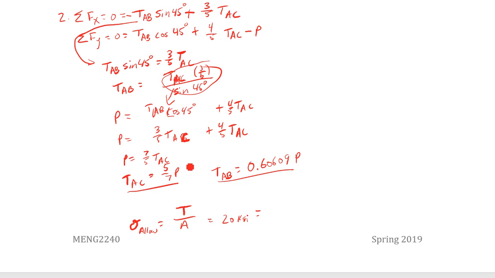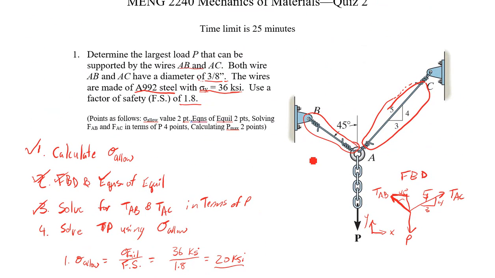Well, 5/7 equals 0.714143 P. This one's 0.6069 P. Each area, I'll maybe calculate area here, is going to be pi over 4 times d squared. D up at the top was 3/8 of an inch. So we had 3/8 of an inch for both wires. If these are separate wires, we'd have to calculate those areas.